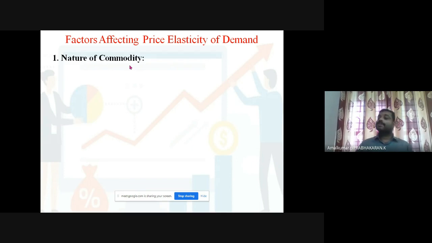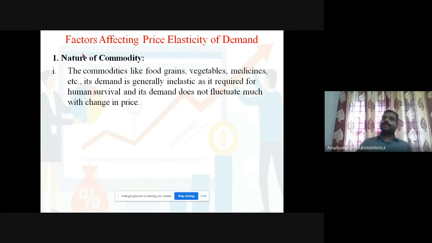The first factor is the nature of the commodity. The nature of the commodity directly affects the price elasticity of demand. In the case of commodities like food grains, vegetables, medicines, etc., demand is generally inelastic. That means consumers do not consider the price level. These are necessary items required for human survival, and their demand does not fluctuate much with the change in price. So it is an inelastic situation in case of food grains, vegetables and medicine.